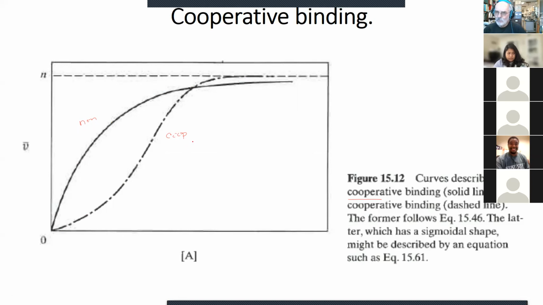One of the things that you want to try to learn from this presentation in this chapter is how to interpret data. And when you plot data in certain ways, plucking out what the model is and what the interpretation is just from the shapes of the curves.